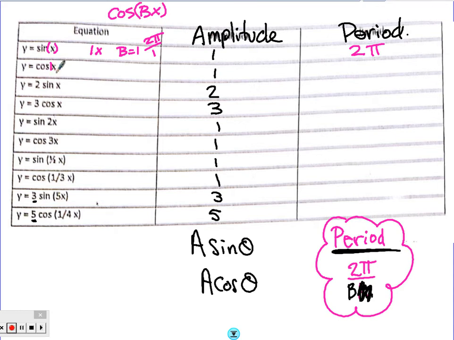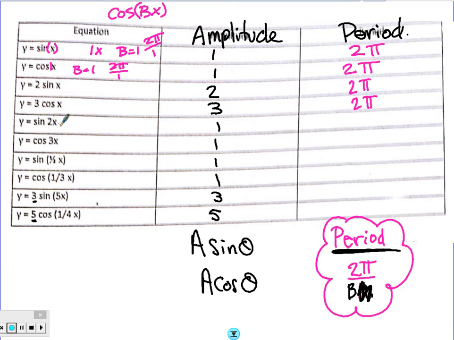So what is that number in front of the x? It's just a 1 again, so b equals 1. 2 pi over b over 1 is just 2 pi. Okay, nothing new yet. These two, again, same thing. The amplitude changed, but the period did not. So we're looking inside the sine and cosine of the angle to find our period change. Nothing changed on our period yet.